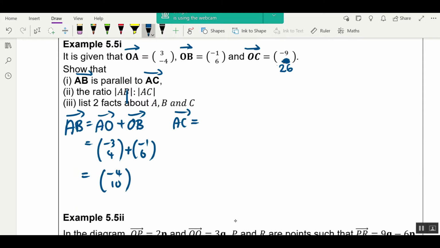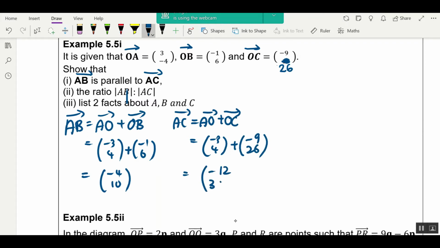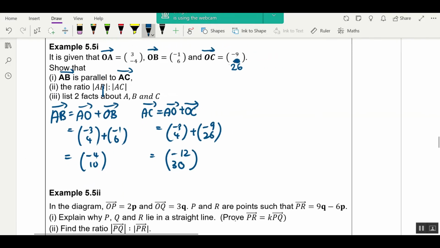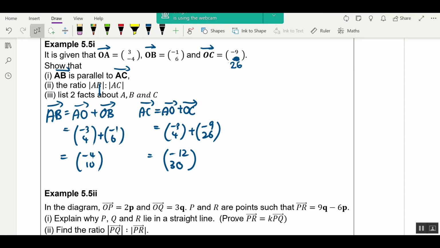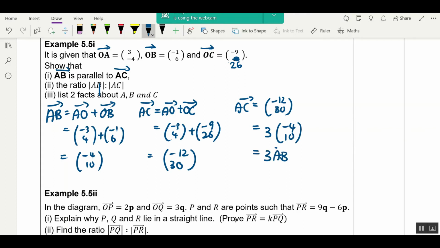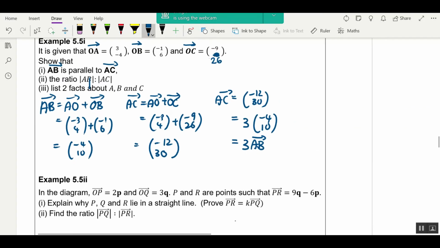AC is going to be equal to, same thing, AO plus OC. This will be equal to (-3, 4) plus (-9, 26), and you will get (-12, 30). Now, usually we always factorize the bigger vector. So AC is equal to (-12, 30), which if I factorize out a 3, I will have (-4, 10), which is equal to 3 times AB. Yay! So this is shown. Since AC is equal to 3 times AB, AC is parallel to AB.